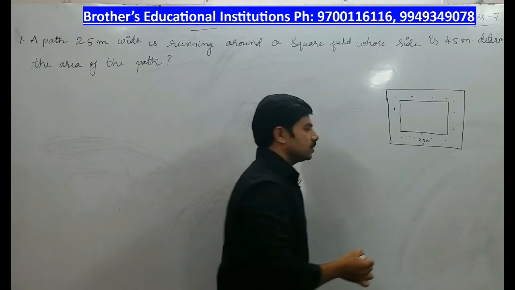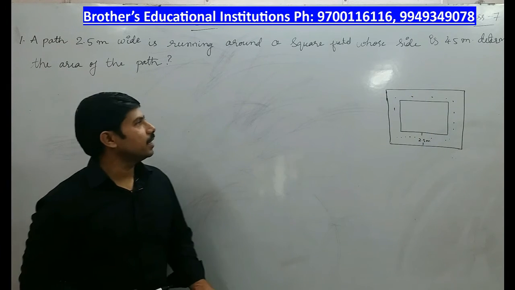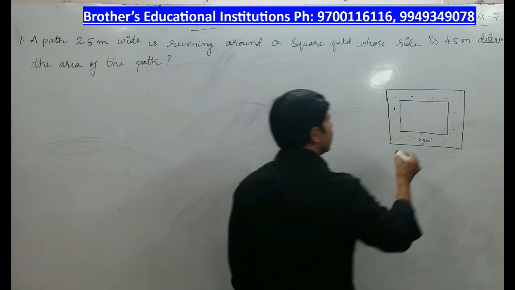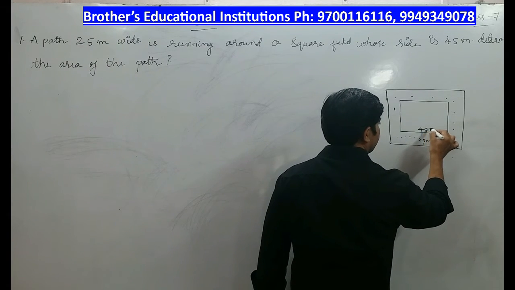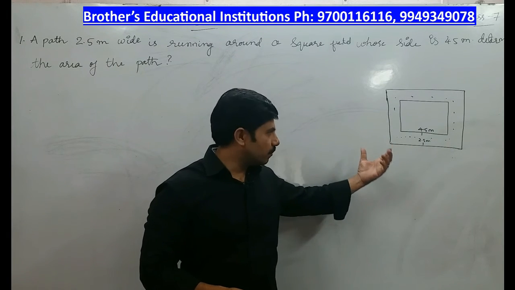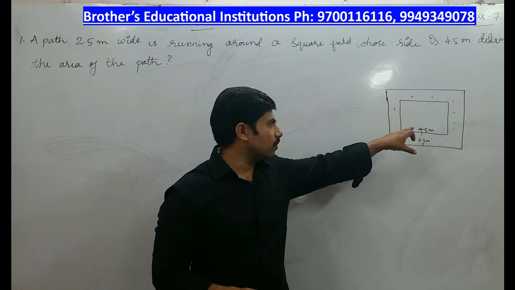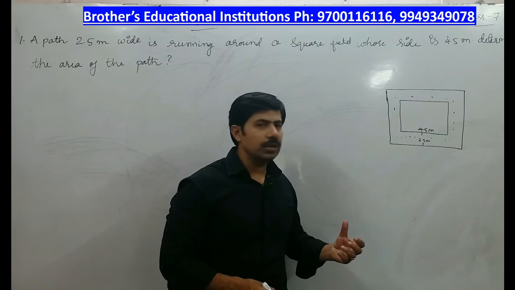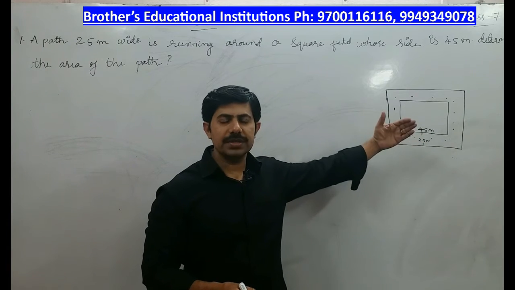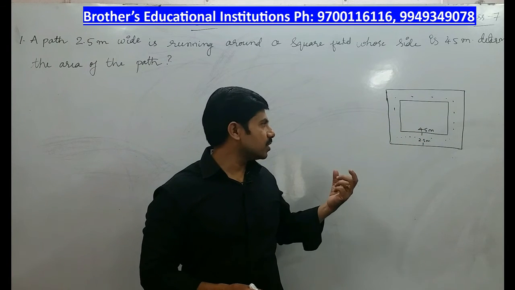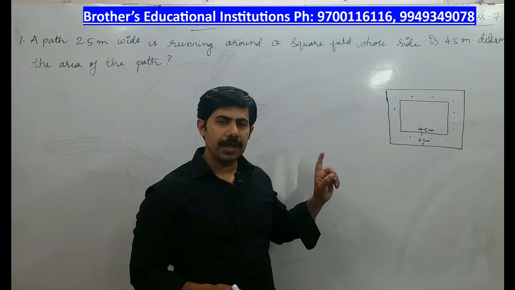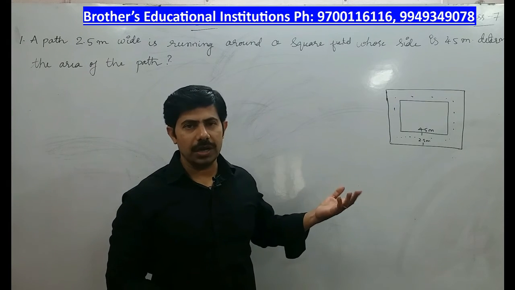So the path runs around a square field of side 45 meters. That means the side of the field is given as 45 meters. 2.5 meters is the width. The path runs around a square field. So we have to find out the area of the path. Clearly we have two squares in this. One is the inner, the other one is the outer. So first we will find the inner area, then the outer area.